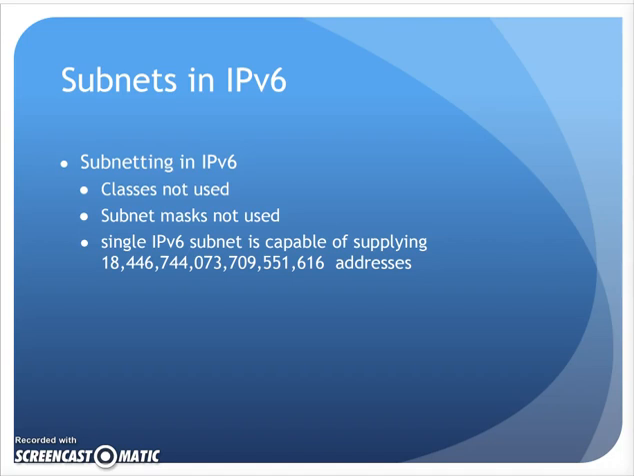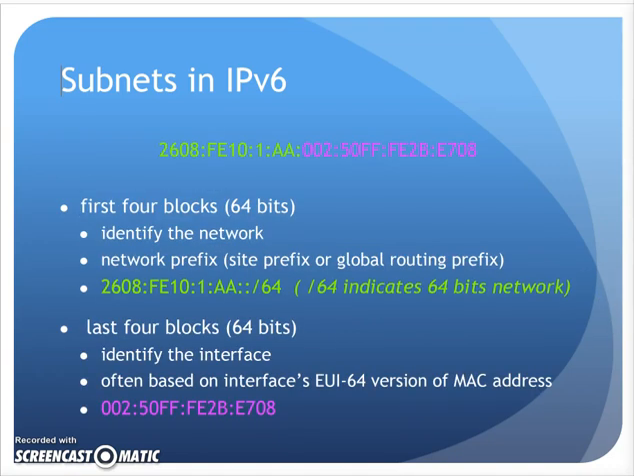an IP version 6 network allocated to me for my site. Classes are not used, subnet masks are not used, and a single IP version 6 subnet is capable of supplying, as you see here, quite a few IP addresses. Okay, so I just need to understand how we're allocating them or dealing with them.